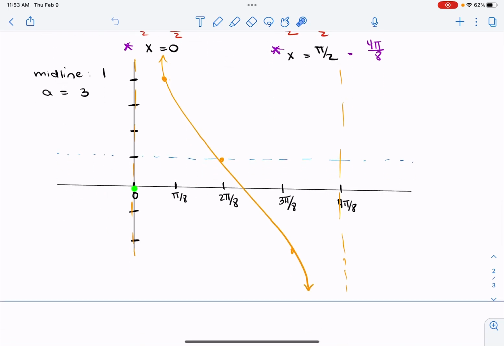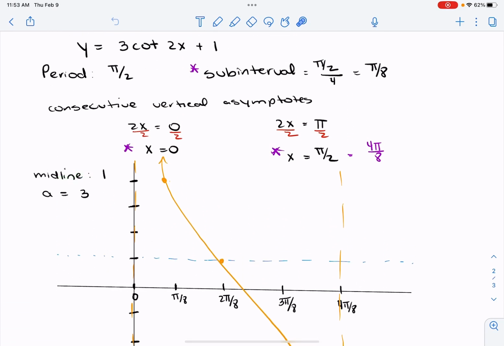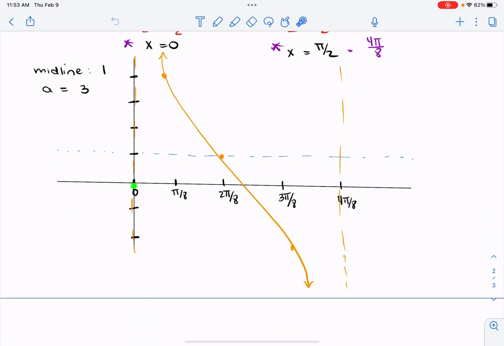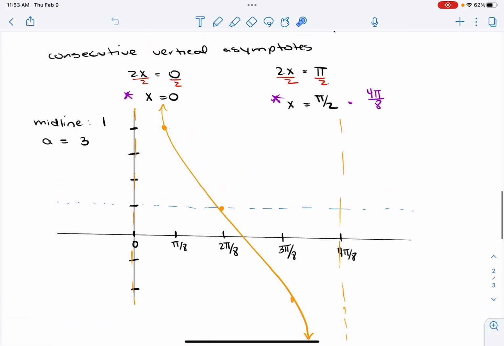So we're going to start at 0. Notice our midline was at 1, and our a value was 3. So we're going to start at 0, and we're going to add our subinterval, pi over 8, 2 pi over 8, 3 pi over 8, 4 pi over 8. And our midline is at 1. Again, the first one is your asymptote at 0. Your last one, the 4 pi over 8, is your second asymptote. Remember that this repeats. We're only getting one full period. Again, the middle tick mark is always on the midline.